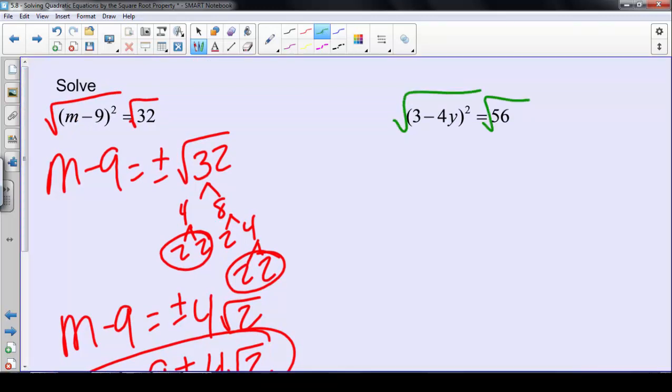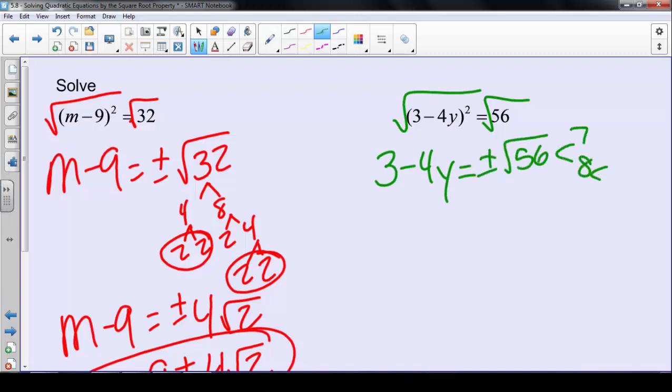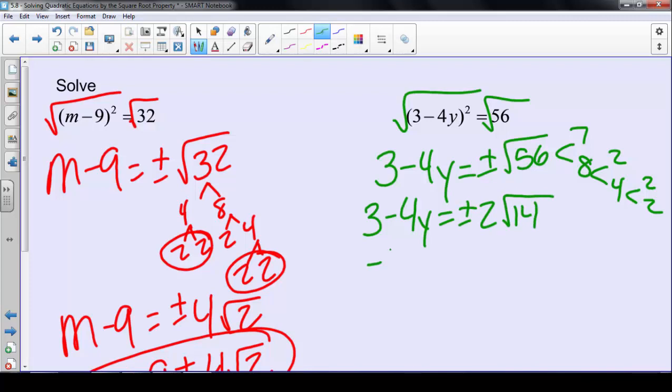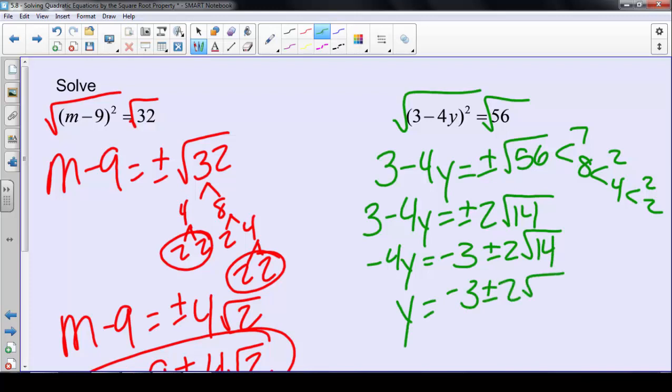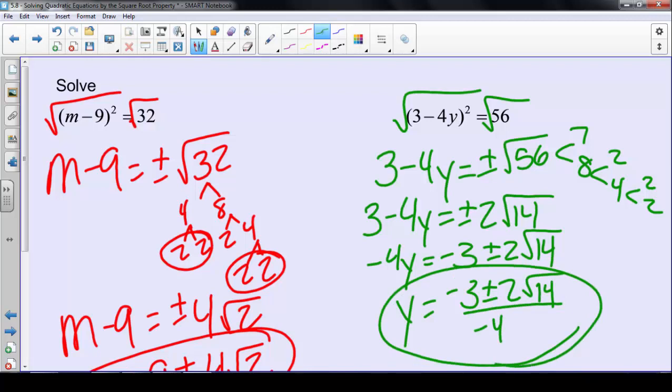Square root both sides. Don't forget your plus or minus. And there you go.